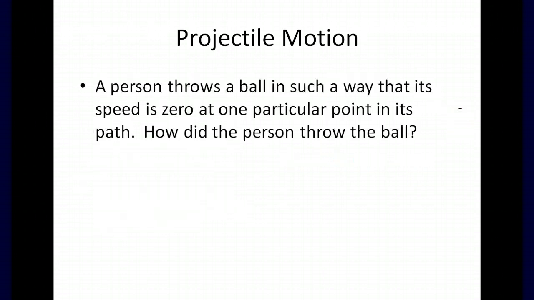Now, a person throws a ball in such a way that the speed is 0 at one particular point in the path. How did the person have to throw the ball? Well, the ball would have to be thrown straight up in the air and then come straight back down. And at the very top of the path right here, the speed of the ball would be 0. So how did the person throw the ball? Straight up and straight down.